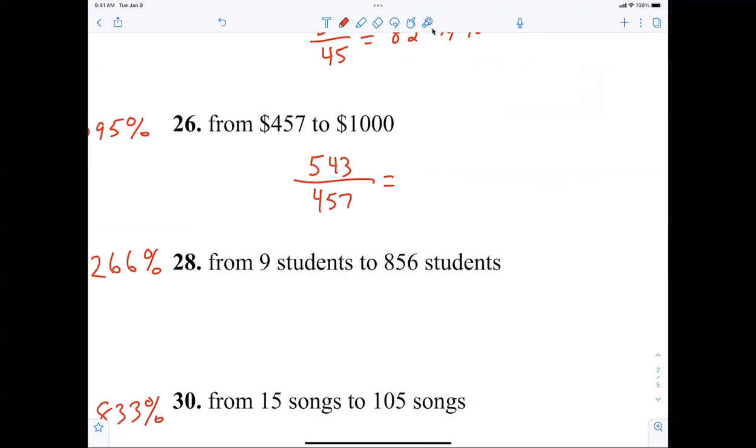Would it be 108.818%? I'm happy with that. So does everybody agree it went up more than 100%? All right, that's what we're dealing with.